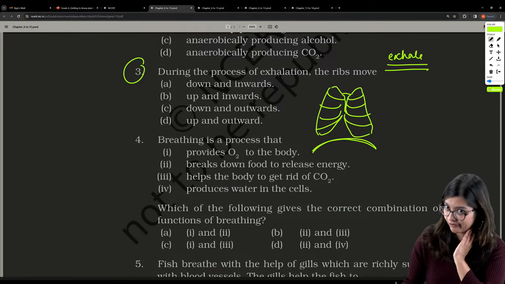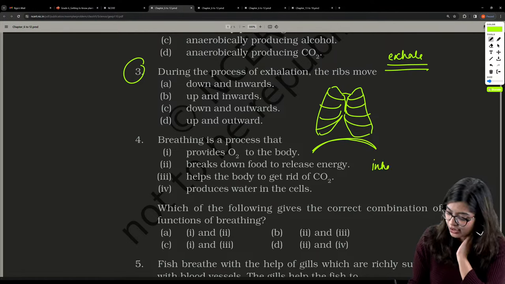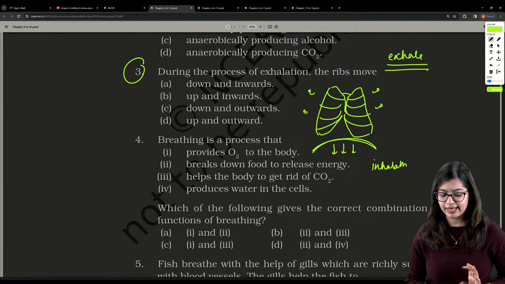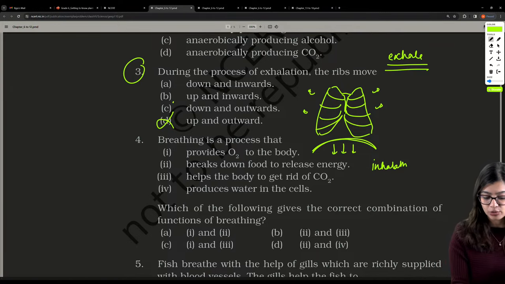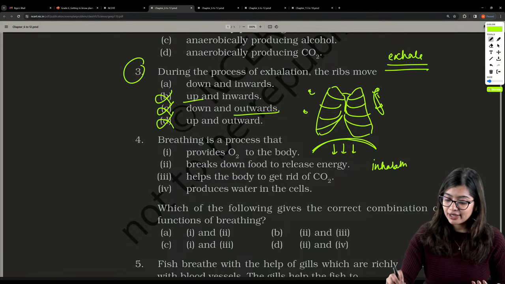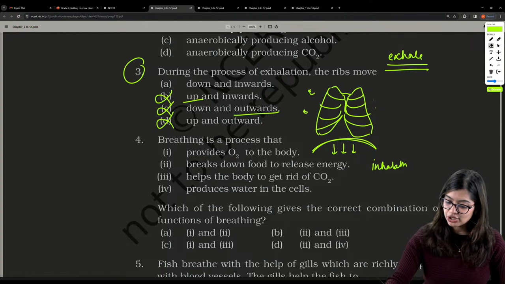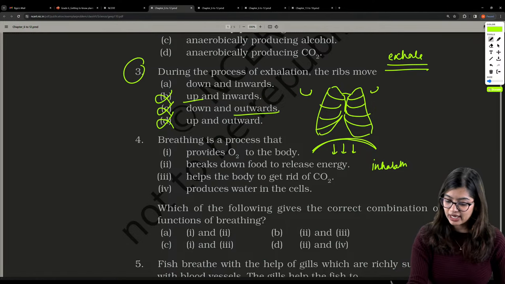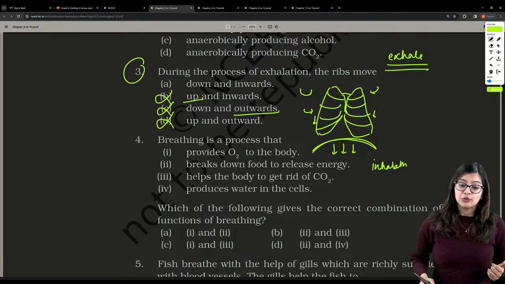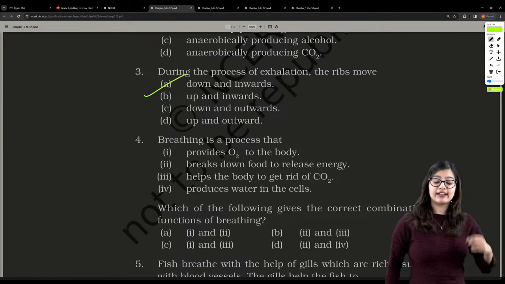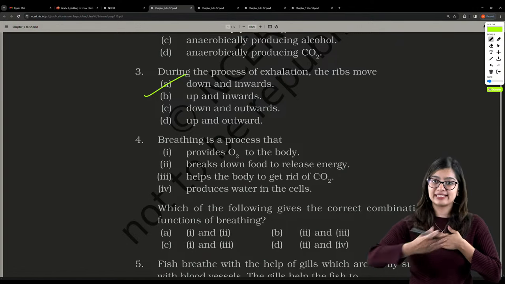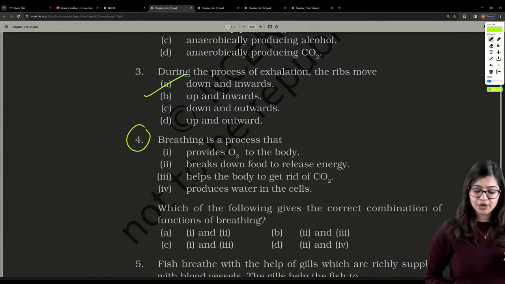We know that the muscular diaphragm, during inhalation, what happens? During inhalation, the diaphragm moves downwards, the ribcage moves up and outwards, right? So in all these cases, anything which says up or out is during inhalation. While during exhalation, the reverse happens, where the ribcage will move inwards and slightly downwards, and the muscular diaphragm goes back in position, which is why the correct answer here is option A, that it moves down and inwards, right? So when you exhale, it's going inwards. Simple.